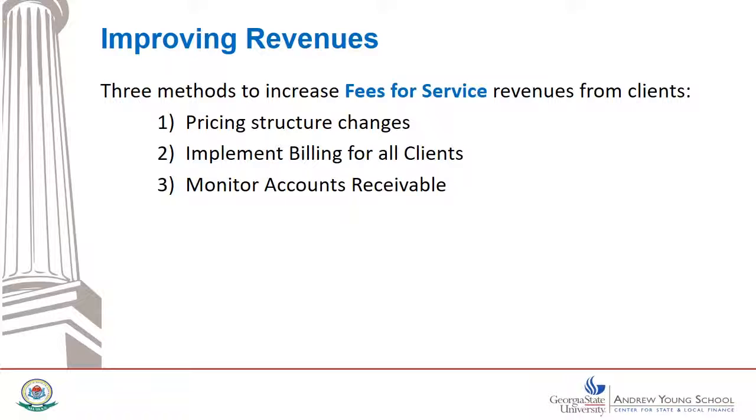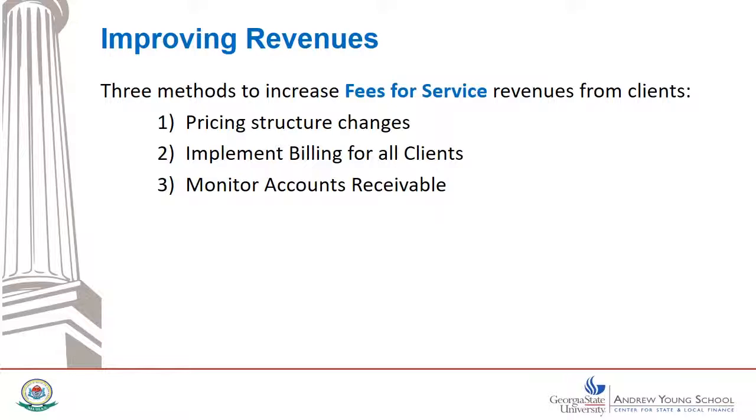There are three methods that may help to increase revenues for laboratories and clinics. First, a laboratory could change the rates charged for various testing services, but they must be cautious not to increase the rates too much, which would drive down demand for the service and conflict with their healthcare mission and goals.